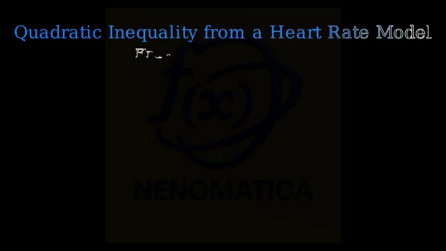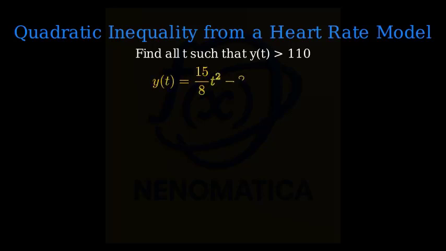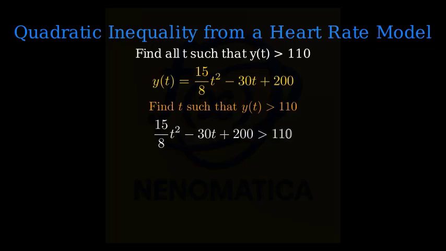In this example, we will find the times when the heart rate is above 110 beats per minute. The model is y equals 15/8 t squared minus 30t plus 200. We want the values of time t where y is greater than 110. Let's translate the question into an inequality. We set 15/8 t squared minus 30t plus 200 greater than 110.